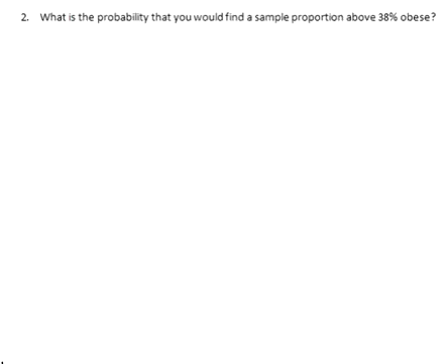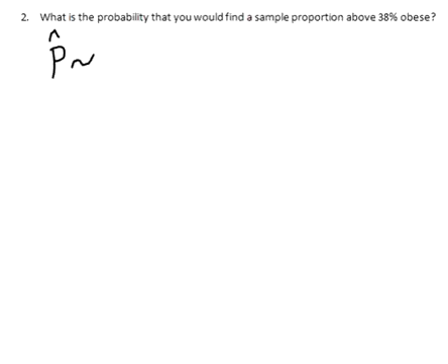For problem 2, we want to find the probability that we would find a sample proportion above 38% obese. Before we can do that, we need to make sure that we've got a normally distributed sampling distribution so that we can use our z-table applet to find this probability. So when we write out our sampling distribution description, we first write out the name of the statistic, which was p hat, and we need to determine if it is going to be normally distributed.